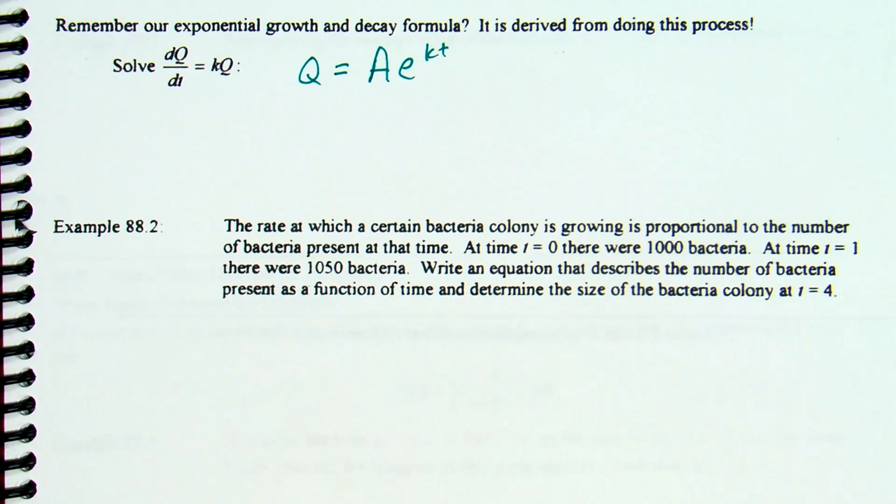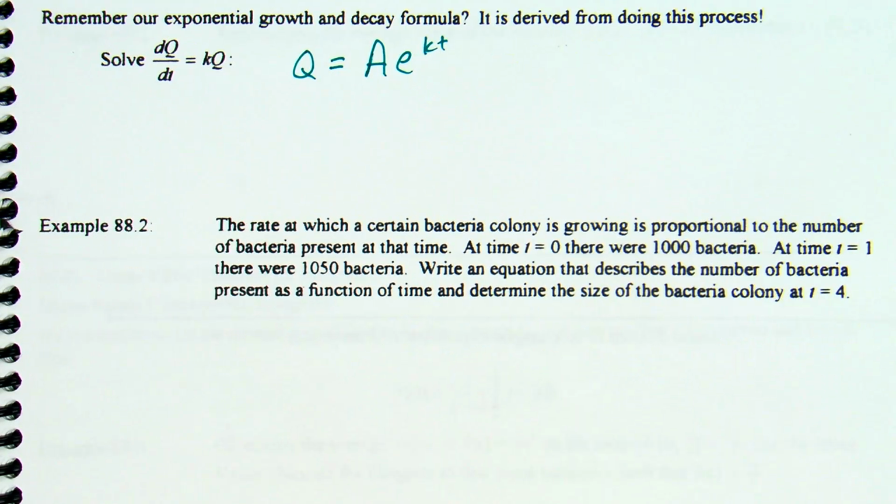Okay, so let's look at this right here. The rate at which a certain bacteria colony is growing is proportional to the number of bacteria present at that time. At time t equals 0, there were 1,000 bacteria. At time t equals 1, there were 1,050 bacteria. Write an equation that describes the number of bacteria present as a function of time and determine the size of the bacteria colony at t equals 4.